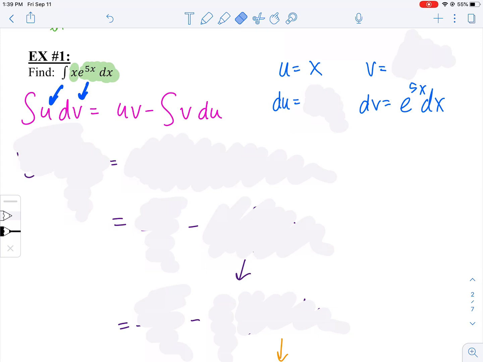Once I have u, I should be able to find the derivative of u, right? What is the derivative of x? The derivative of x is 1, or 1 dx, right? If I have dv, then I should be able to work backwards, or integrate, to find v.